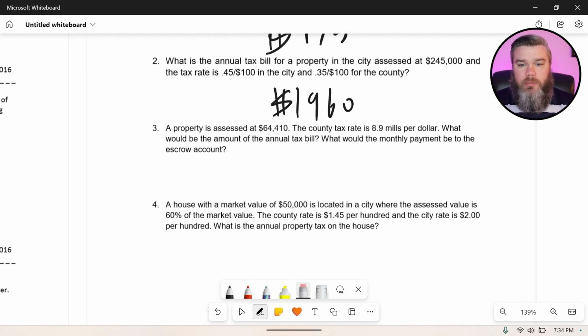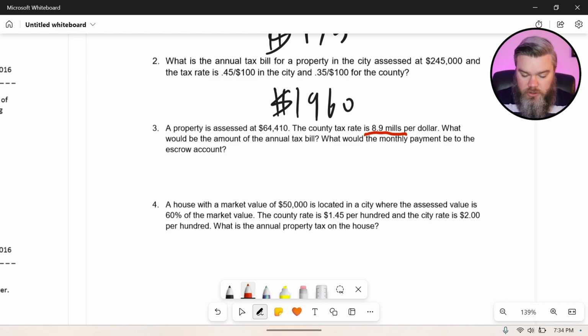Now, here's that mill rate. Remember, I told you, mills is a per 1,000. That's all it means. So when we say 8.9 mils, this means that we are going to be paying $8.90 per $1,000 worth of assessed value. So when we look at this, there's just the county rate. There's no city. The property is assessed at $64,410.